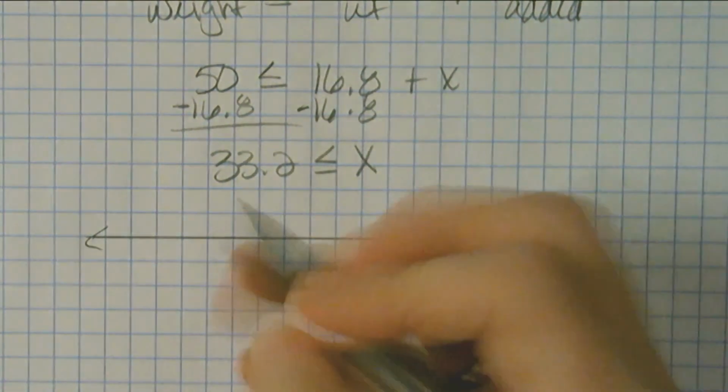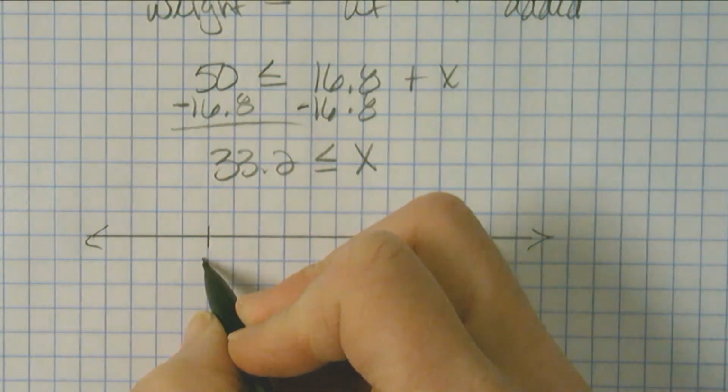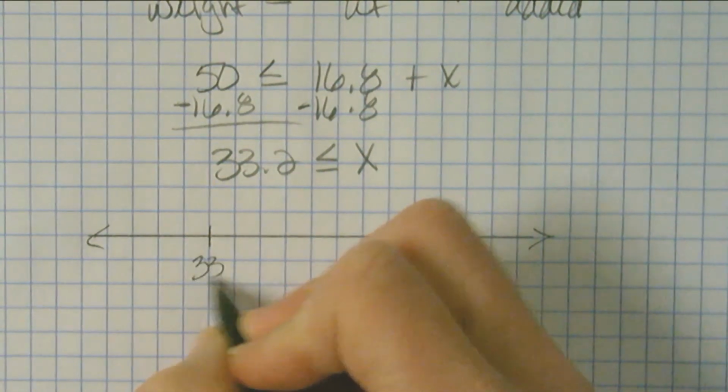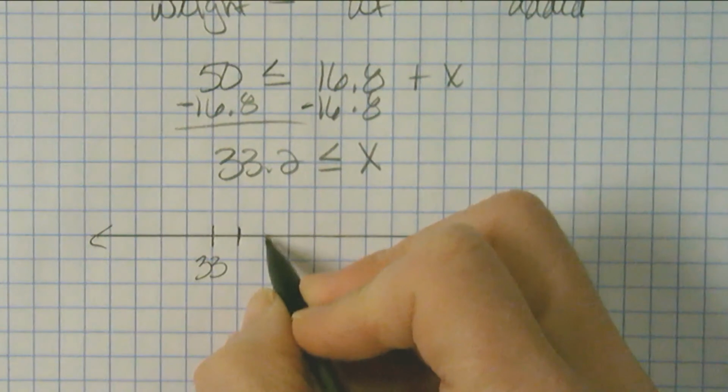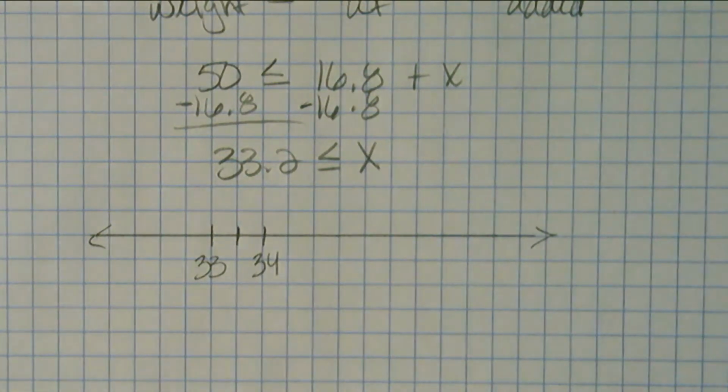All right, so Ashley, I'm going to put 33, and I'm going to count by 0.5s. So here is 34. What? Oh, what's the problem?